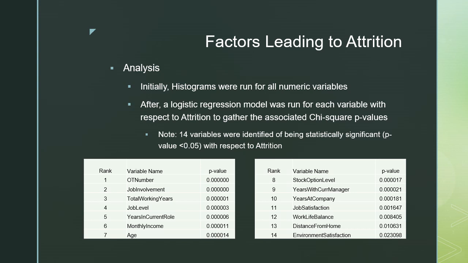So what are the factors leading to attrition? Well, within our analysis, we initially ran histograms for all numeric variables. After, so that we can gather the chi-square p-values, we did a logistic regression model for each variable with respect to attrition. What we did find out was that there were 14 variables that were identified as being statistically significant, p-values less than 0.05. And as you can see within the table below, the top three were actually overtime, job involvement, and total working years.